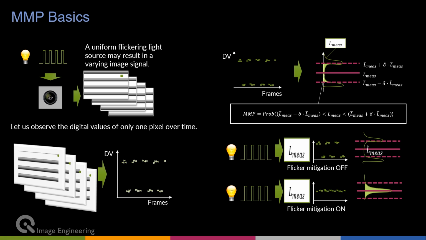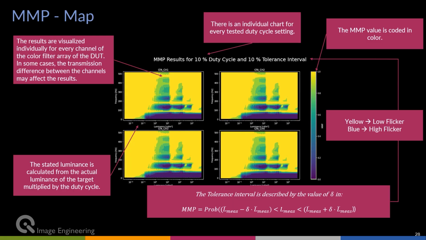How does that look? Again, we create a map. Yellow means low flicker, blue is high flicker in the scene. On the x-axis, we state again the luminance at which this was measured. And on the y-axis is the frequency at which it was tested. The test here is defined for one specific duty cycle, here 10% duty cycle.